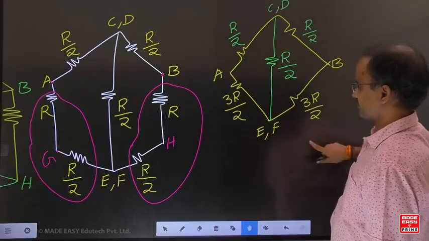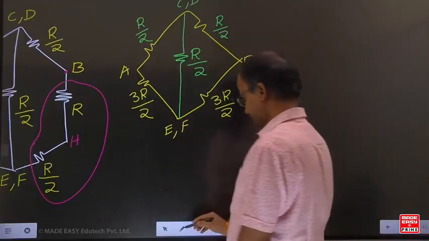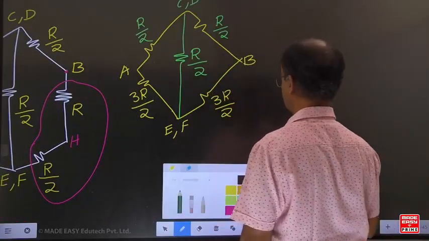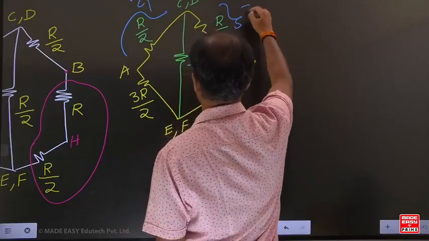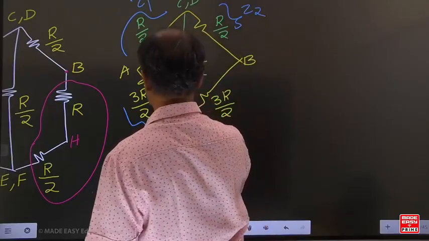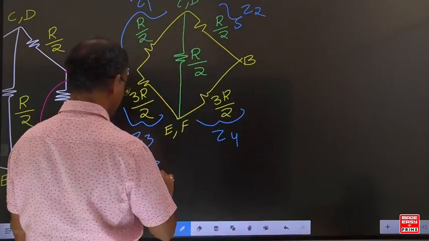Now finally, what is the requirement? Equivalent resistance with respect A and the B. Again carefully observe. देखिए, if I name this as Z1, Z2, Z3, Z4. Carefully observe there.